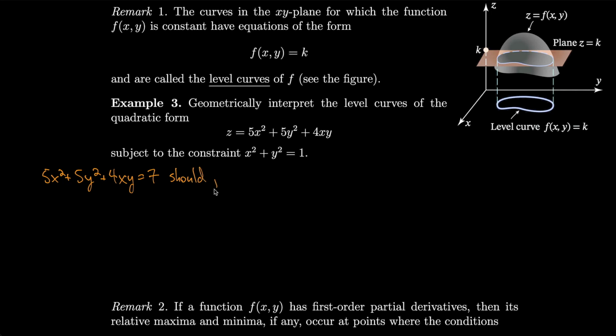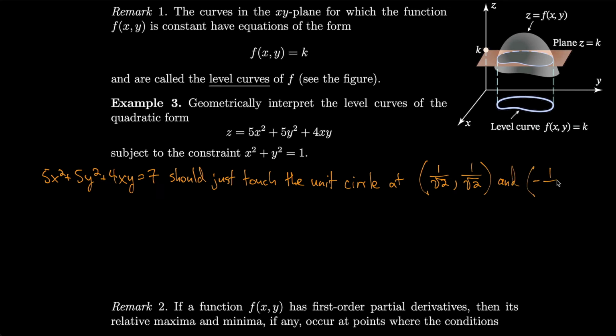should just touch the unit circle at (1 over rad 2, 1 over rad 2), as we calculated. But remember, the minus ones would also work. So also, we could say it would also touch at (minus 1 over rad 2, minus 1 over rad 2).